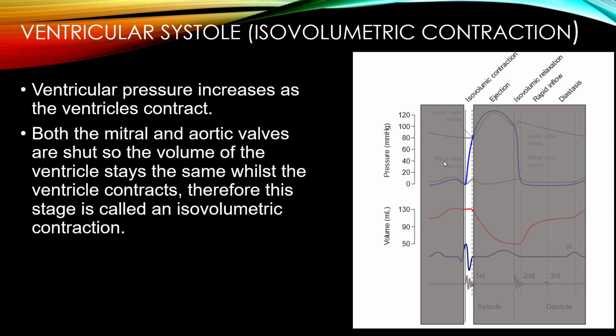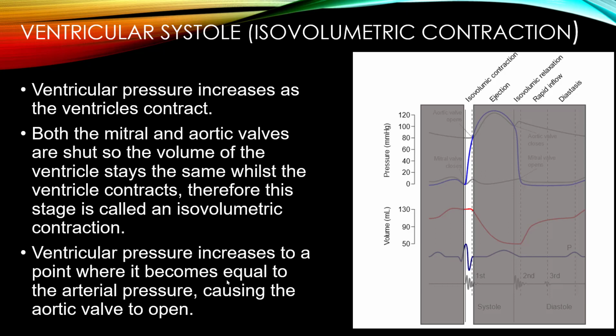Here you can see the mitral valve is closed and the aortic valve is closed, but the ventricle is contracting. So blood can neither flow from the atria to the ventricle nor flow back from the aorta. So the volume remains the same, but there is a change in the pressure. So this is called isovolumic contraction.